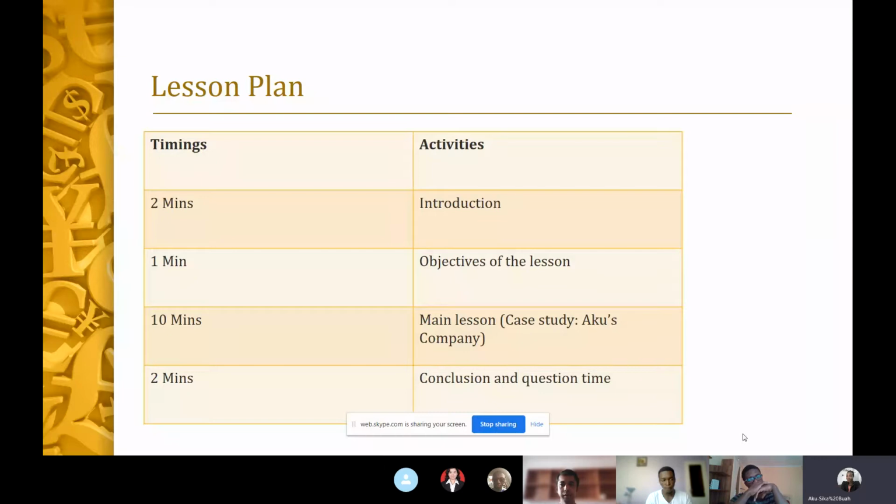I'll use about 2 minutes to do the introduction, 1 minute to tell you about the objectives of the lesson, and then the main lesson. For this, we are going to use a different approach. I'm going to use a case study from Aku's company. And of course, I'll draw my conclusion and then give room for questions.